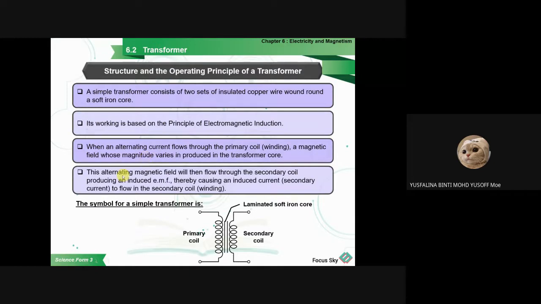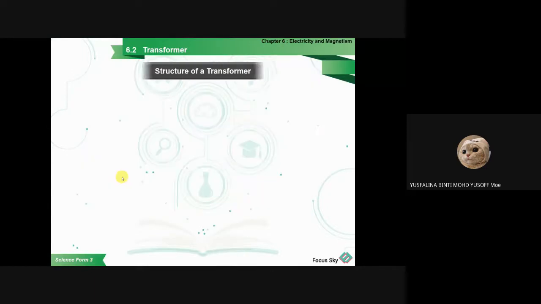And then after that, this alternating magnetic field will flow through the secondary coil, producing an induced EMF, therefore causing an induced current to flow in the secondary coil. So after that, the alternating magnetic fields will flow through the secondary coil to produce the induced EMF. Let's see the diagram here.